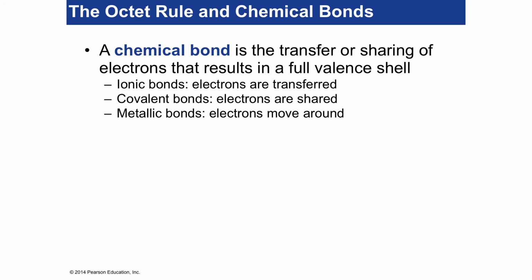Ionic bonds steal and get stolen from. Covalent bonds share. And metallic bonds, all of the valence electrons go to the outside of the entire metal and can be conducted like electricity. That's what electricity is, the movement of electrons in the case of a copper wire or something like that.